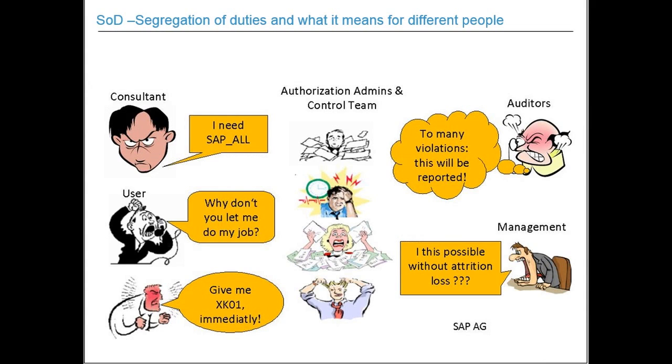The business user calls and asks, see, I'm not able to do my job. Can you give me XK01 immediately? Can you give me MM01 immediately? And these questions are always a part of the authorization admin and the control teams.